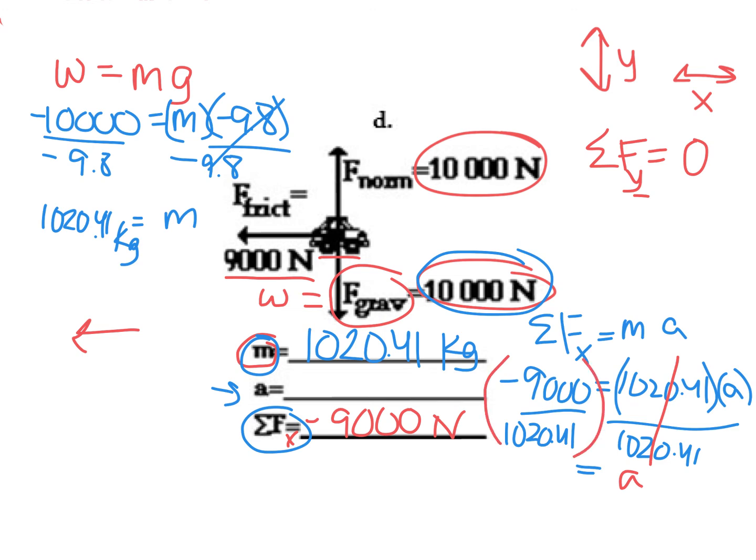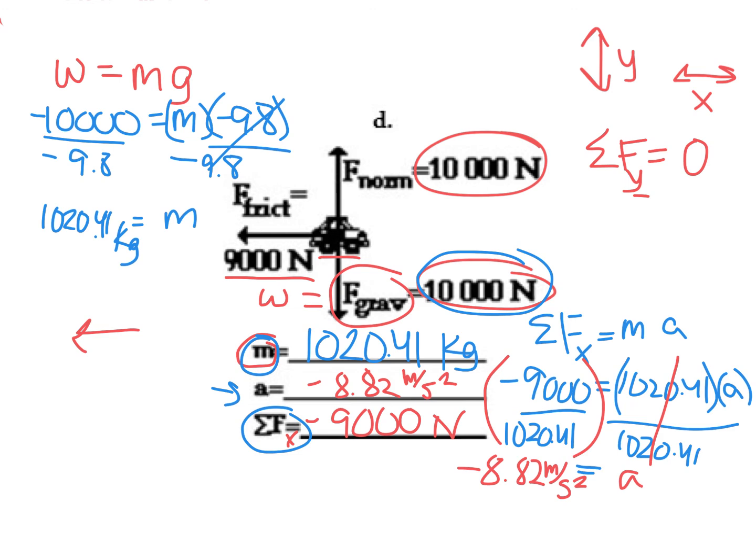So I'm going to take negative 9,000 divided by 1,020.41, and what I end up getting is, let's see, put in my calculator, negative 8.82. And what are my units for acceleration? Meters per second squared. So my acceleration is going to be backwards as well. All right, so I've solved for that. Now I'm good. Let's think about what this really means.